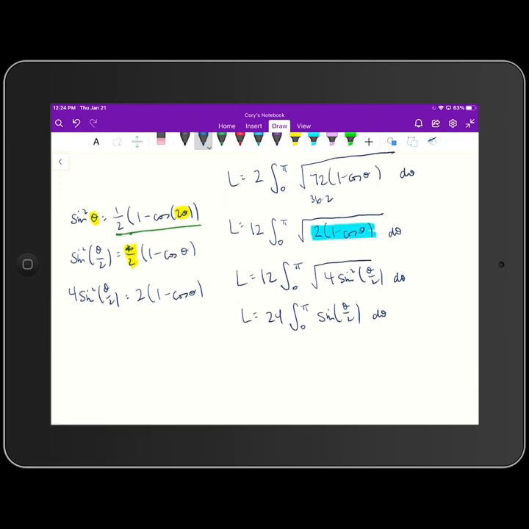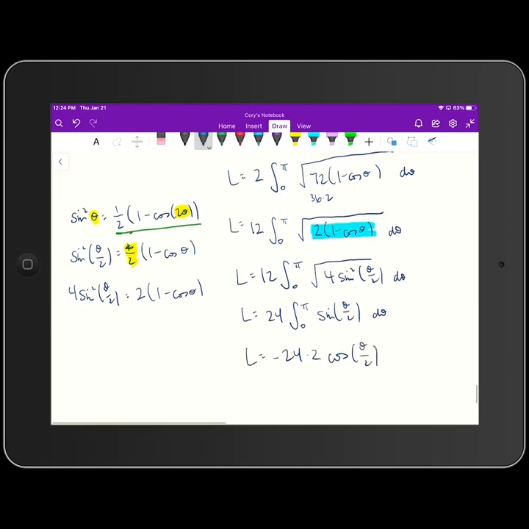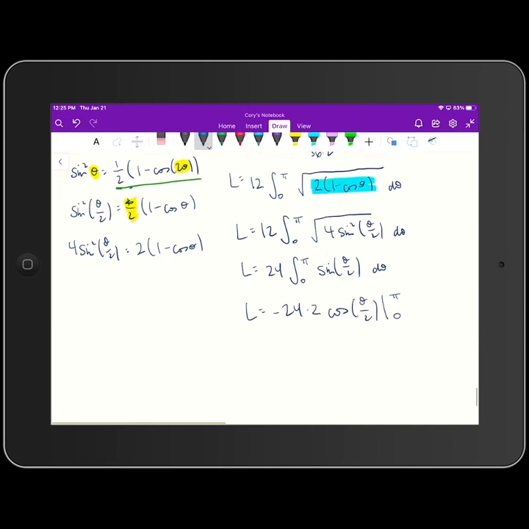So the integral of the sine of theta over 2 is going to be negative the cosine of theta over 2 divided by 1/2. So dividing by 1/2 is the same thing as multiplying by 2, so that's going to become negative 24 times 2 times the cosine of theta over 2, which we're going to evaluate at pi and at 0. So I'm going to take negative 24 times 2, which is negative 48, pull it out front, and then we're going to evaluate cosine of theta over 2 at pi and at 0.